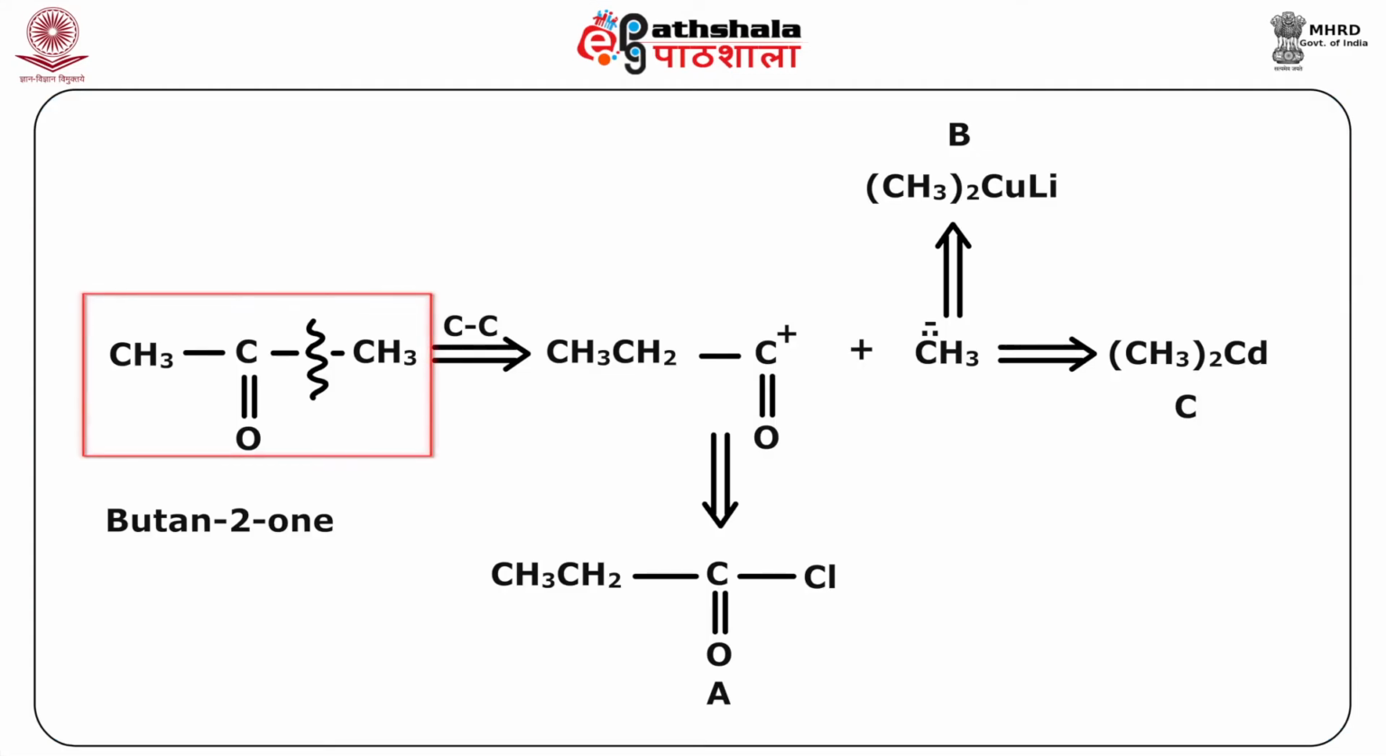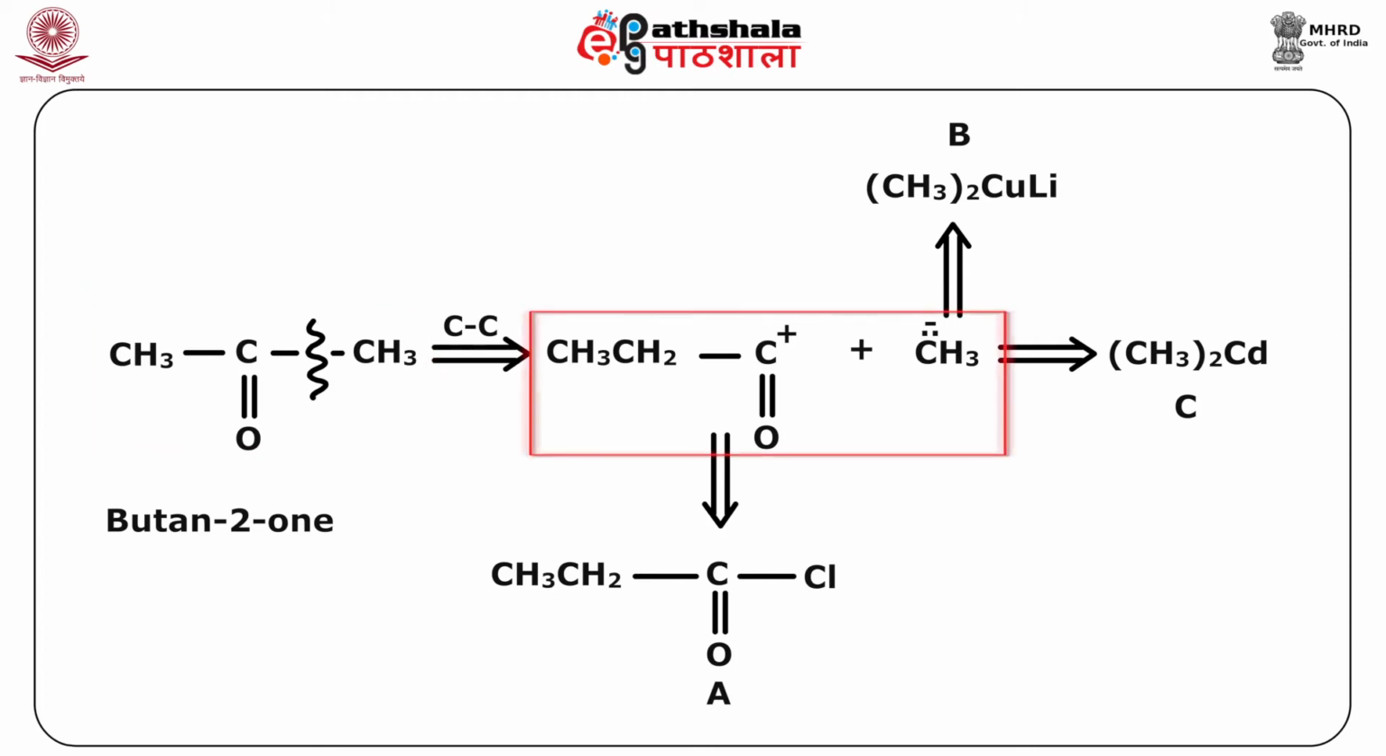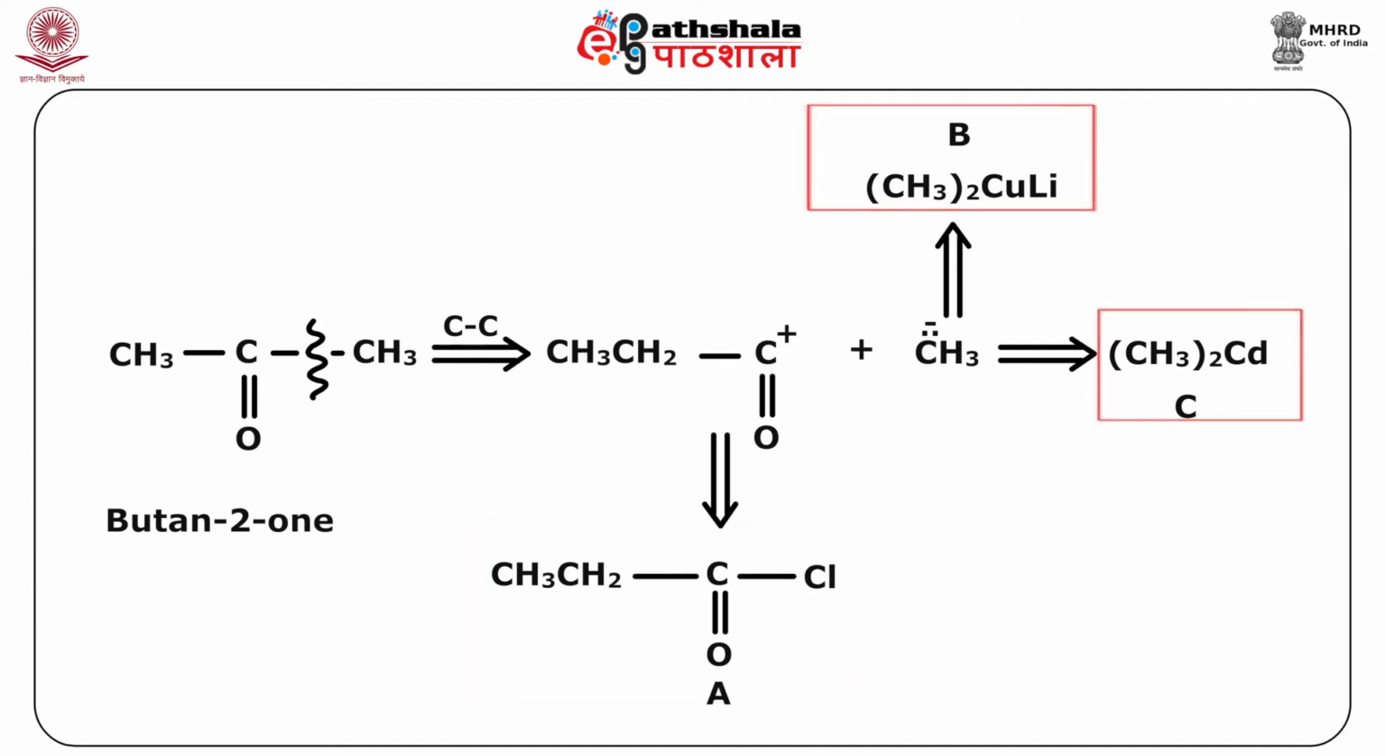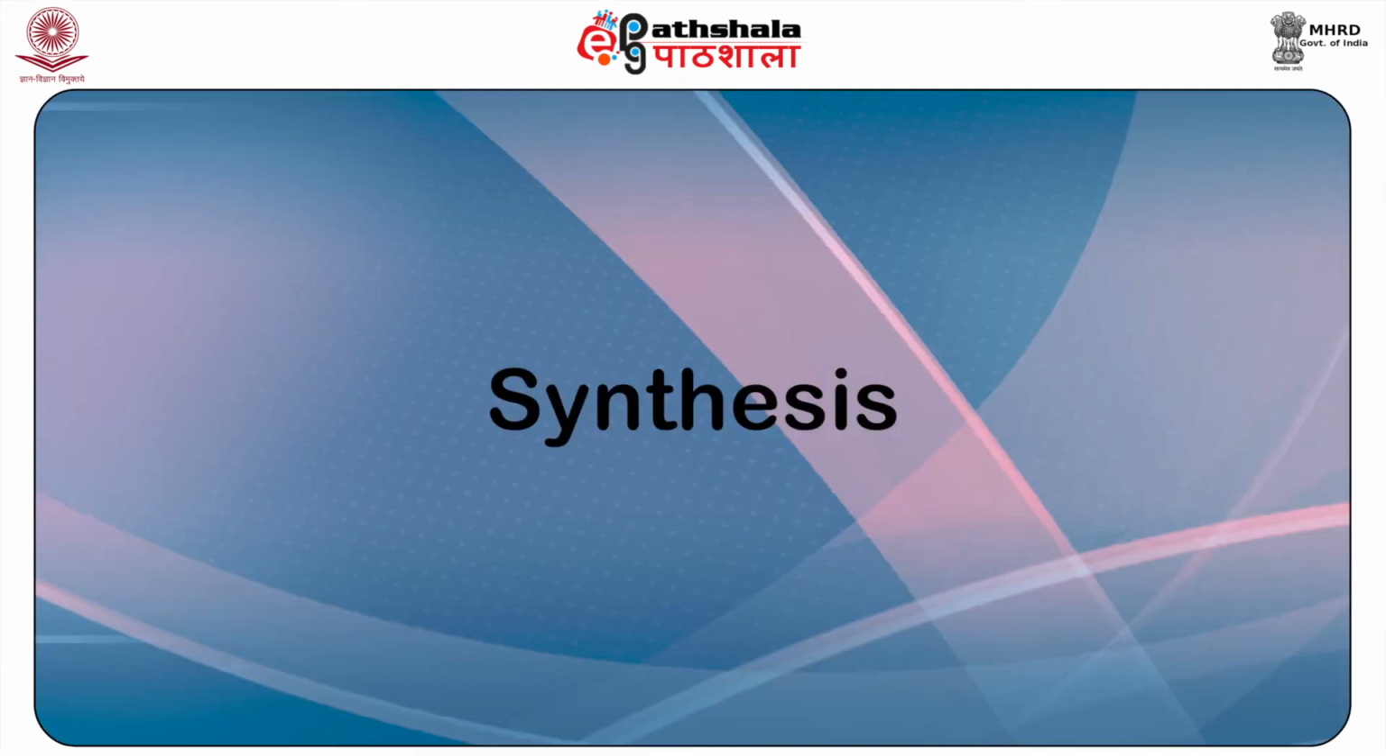Retrosynthetic analysis of butanone undergoes heterolytic cleavage of a carbon-carbon bond, where one carbon is the carbonyl carbon, leading to the formation of a carbocation and a carbanion. The cation portion can be obtained from the acyl chloride, as shown in the reaction for the symmetrical ketones, and the carbanion obtained from the lithium dialkyl cuprate or organocadmium compounds, as shown here in the figure.